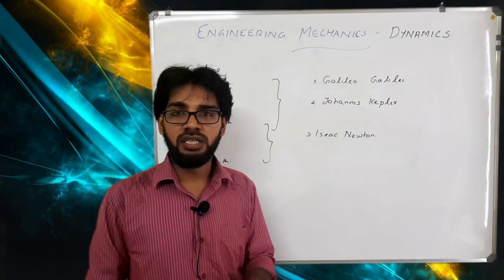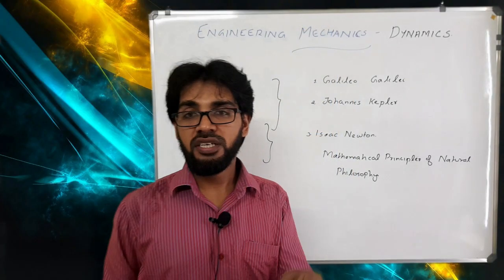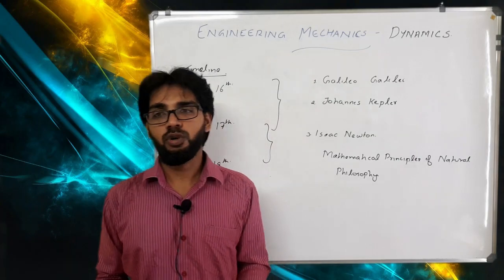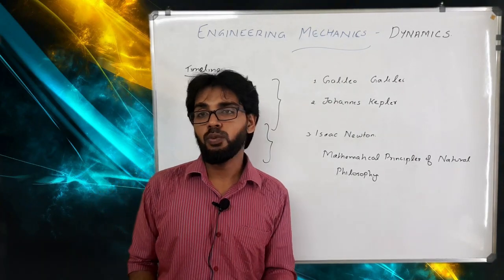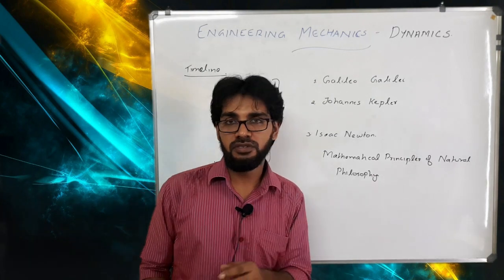His book, the Philosophiae Naturalis Principia Mathematica, or the mathematical principles of natural philosophy, laid the foundations of classical mechanics. He used calculus extensively in his book and is also credited with the development of calculus along with Leibniz.